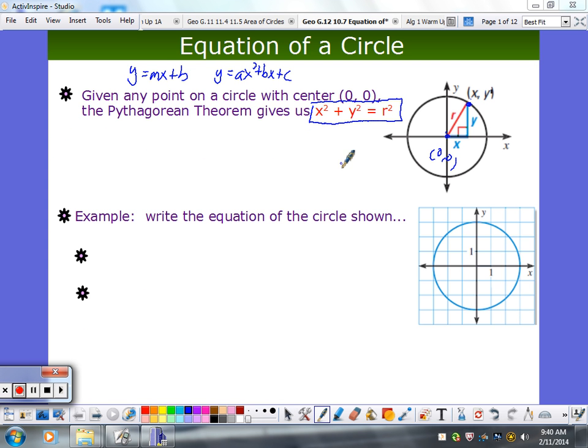x squared plus y squared is r squared defines our circle. So I've got a circle here. Let's write the equation of this circle. I like to note where its center is. This is nicely centered at 0, 0. So what's the r? What's the radius? 3. And how did you figure that out?